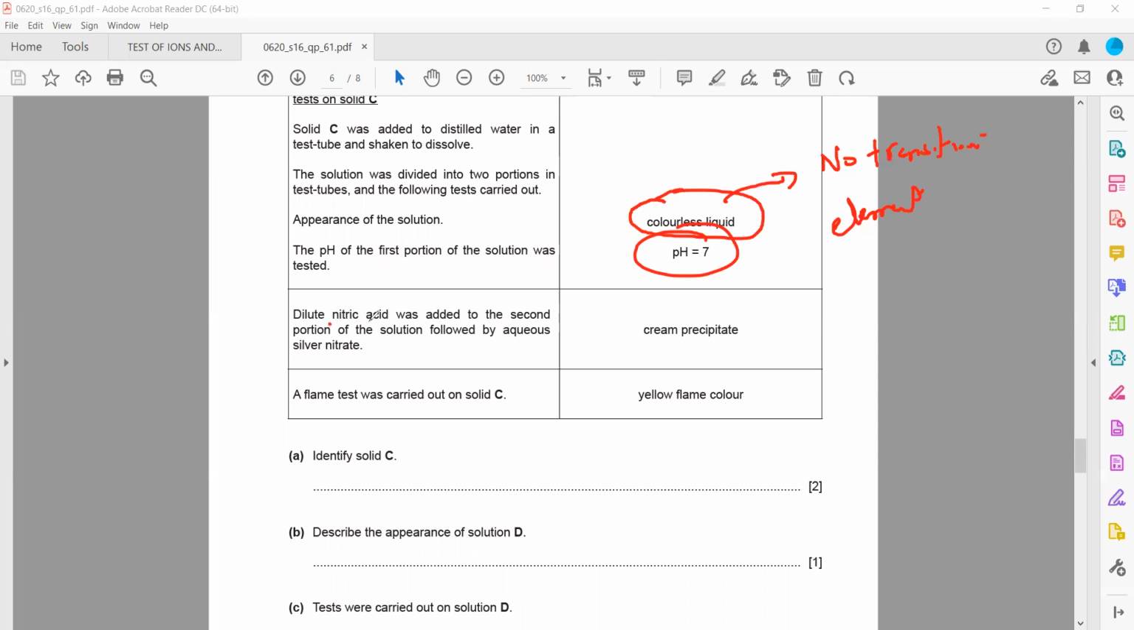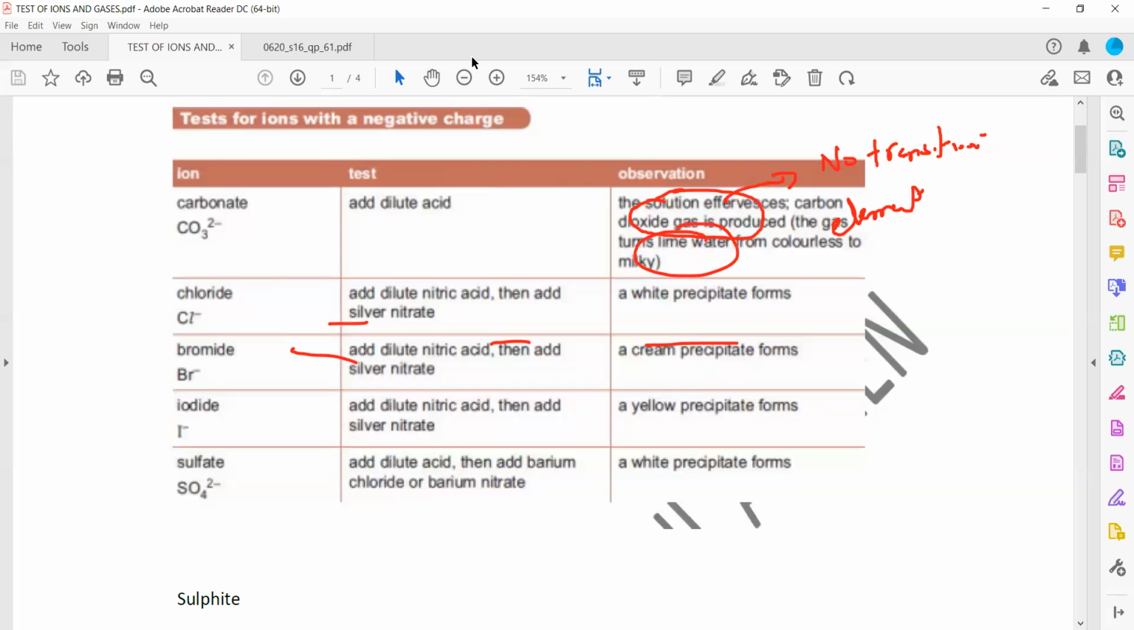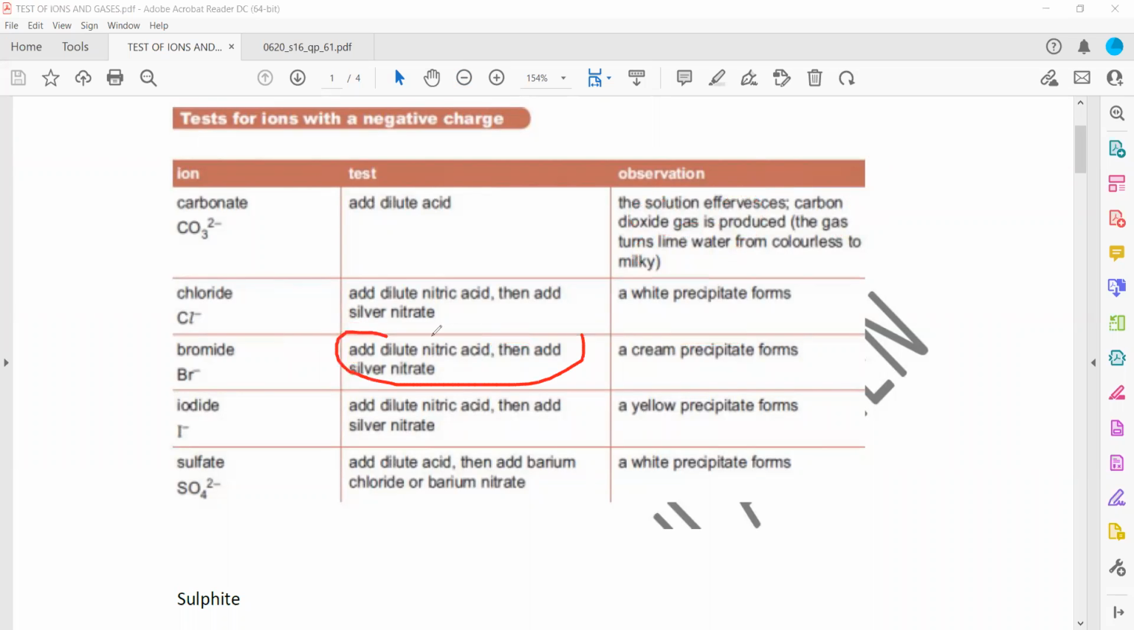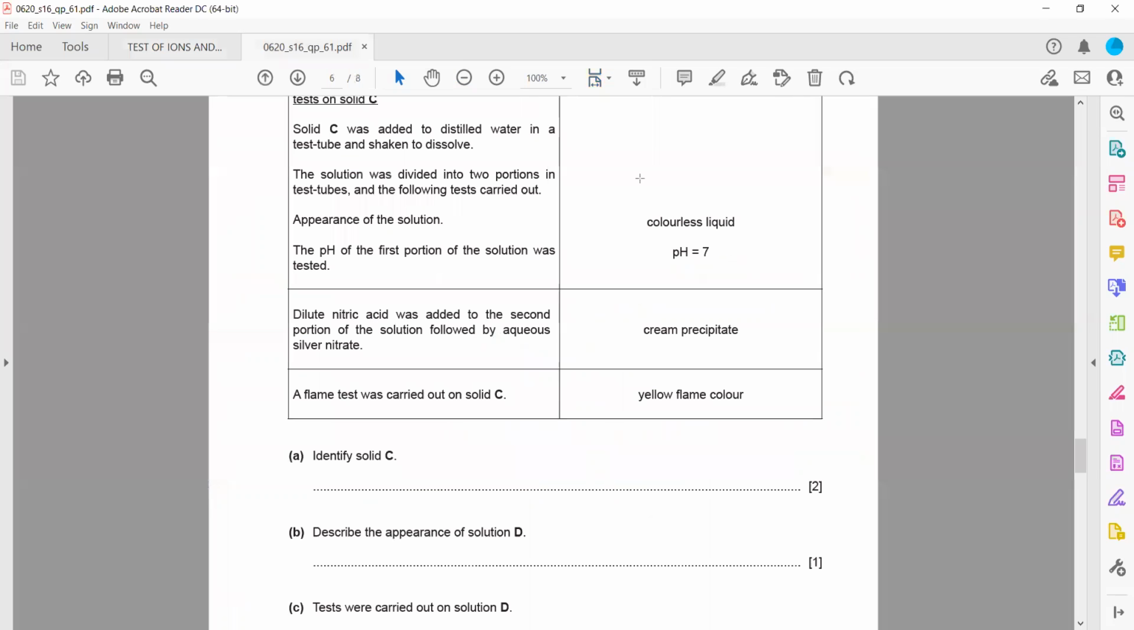Then dilute nitric acid was added to the second portion, followed by silver nitrate, and it gives a cream precipitate. Yes, that's correct. As I mentioned in the tests for the ions, when we add nitric acid followed by silver nitrate and get a cream precipitate, this gives an idea that there is a bromide ion. So the first thing indicates that this salt contains a bromide ion.